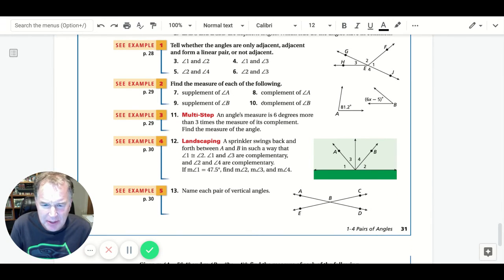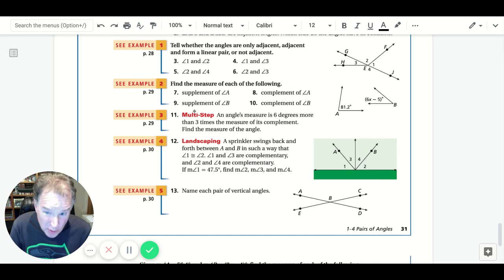When you get 7, 8, 9, and 10, the supplement of A, well, that's going to be 180 minus whatever A is. The complement of A will be 90 minus whatever A is. Now, 9 and 10 messes students up. That's because they're saying 6x minus 5. This is a little algebra here.